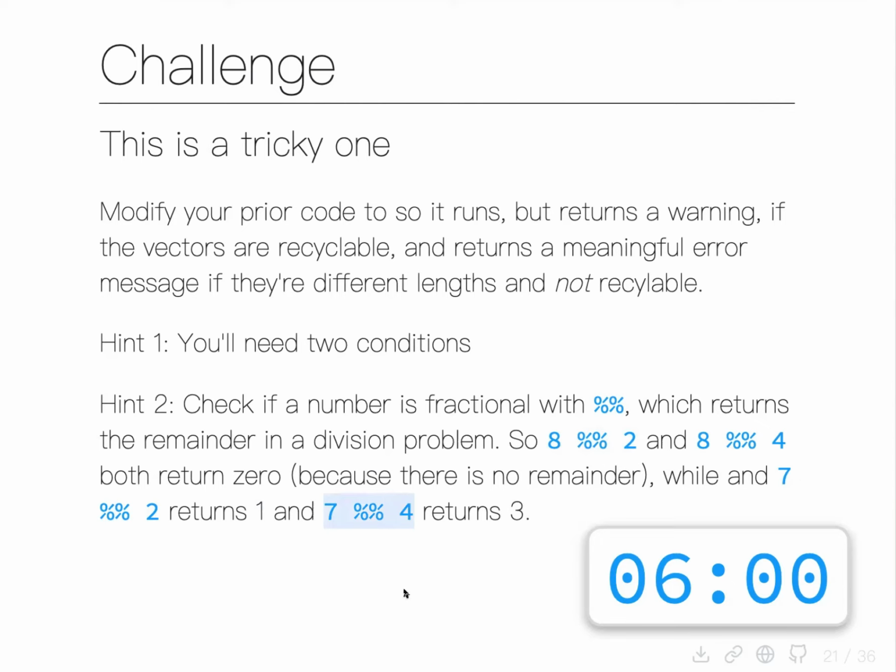So if you divide the thing, whatever the remainder is, that's what it's going to give you. So if you want to check if something is recyclable, basically you can use this modulo operator and you should expect that it will return 0. If it returns 0, then you're good. If not, then they're not recyclable. Okay, so this second hint is what you're going to do to try to figure out if they're recyclable. And then this first hint is just you're going to have to figure out how the error messages and warnings go. Okay, so I'm going to give you 6 minutes. Try to build the function so that it does all of this stuff. Okay, ready, go.